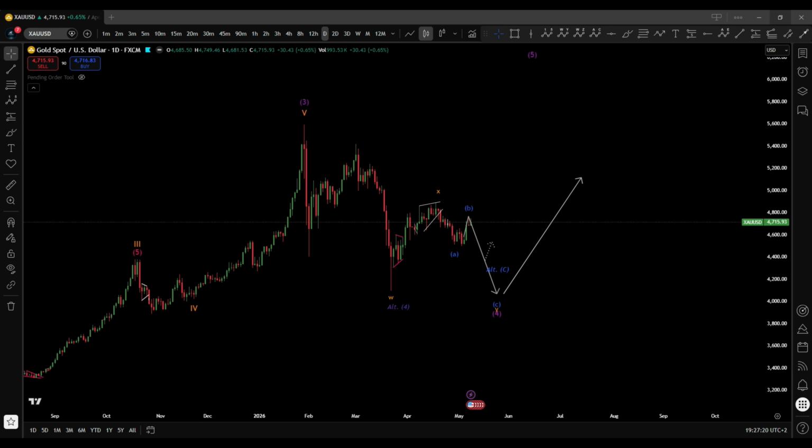Gold. This is one pair I want you to pay attention to. On the daily chart, the first 3 waves of the larger impulse are complete in purple. We are now in wave 4, a correction phase.